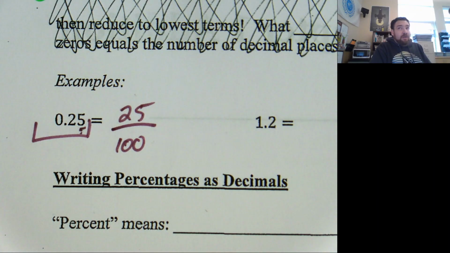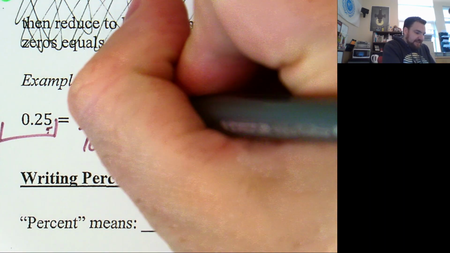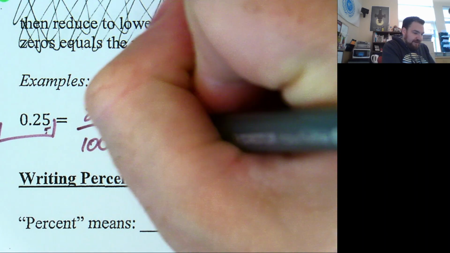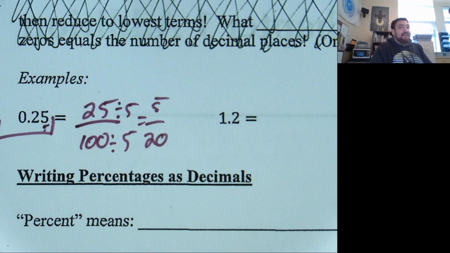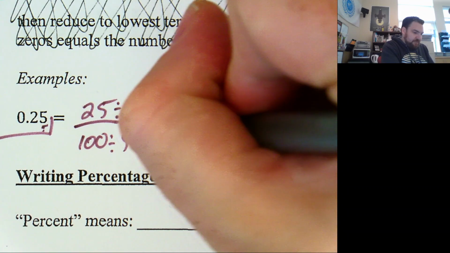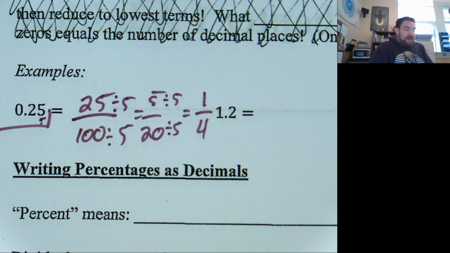And now, we reduce, always and forever. We will reduce our fractions. Someone tell me what 25 and 100 are both divisible by. 5. They are both divisible by 5. Indeed they are. 25 divided by 5 is 5. 100 divided by 5 is 20. Are we done? Someone said divide by 5 again. Brielle, was that you? You're right. 5 divided by 5 is 1. 20 divided by 5 is 4. And we're done.